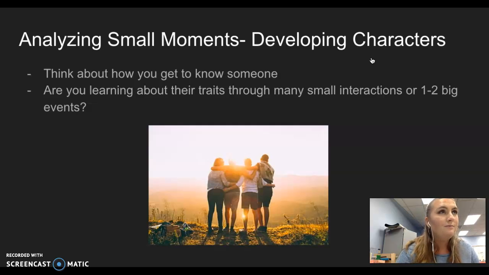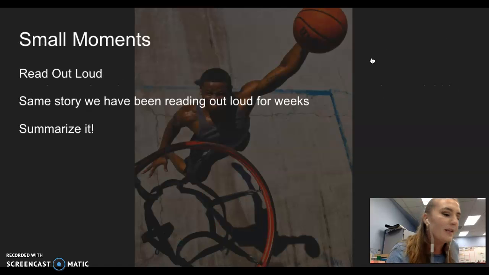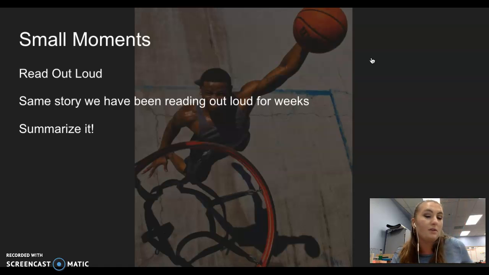Now, most of the ways that we get to know somebody are not big events that are happening, right? They're very small interactions that are happening, and that's how we get to know people. That is exactly how it is in the world of characterization. When you are in a story, you are paying attention to the small moments and seeing, I noticed that about that character. That's interesting.